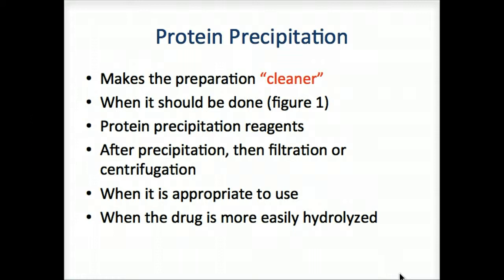Some drugs are more easily hydrolyzed by heating with acid or basic conditions. They need to be extracted without protein precipitation or with the use of mild precipitation reagents such as zinc sulfate, methanol, without heating.